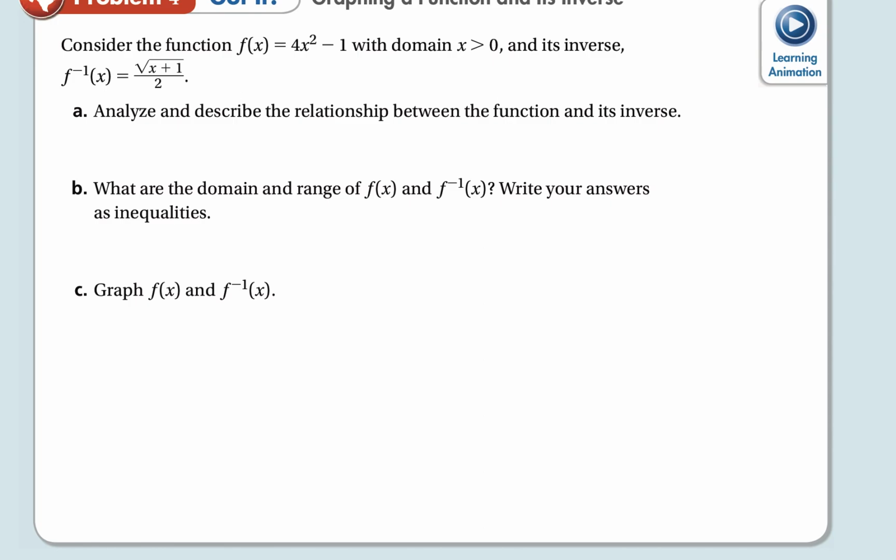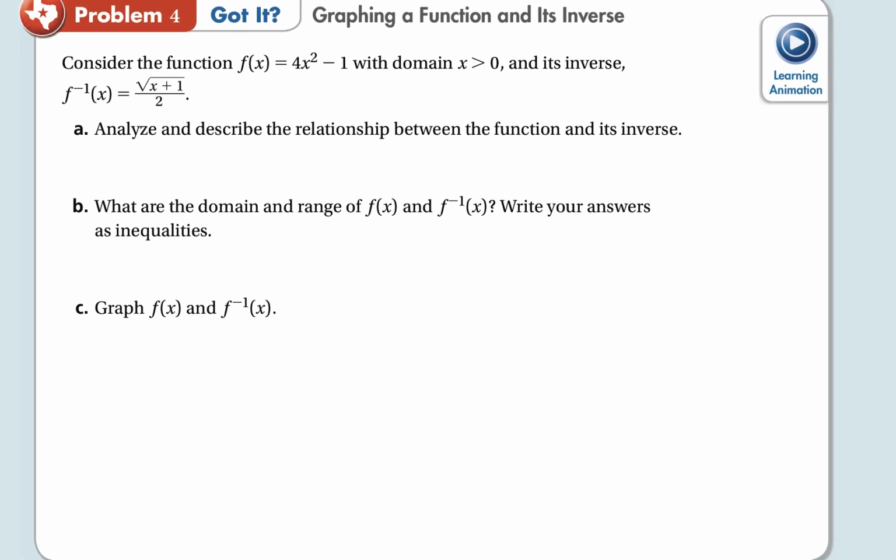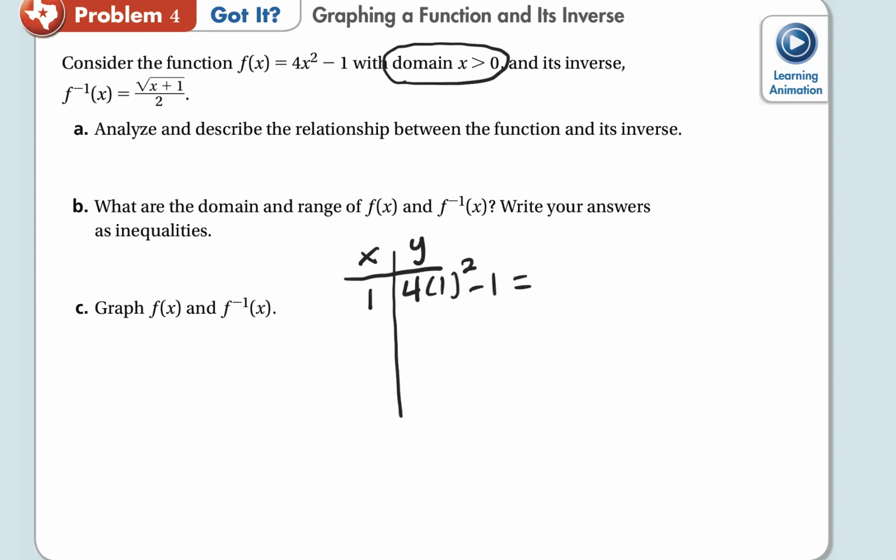Consider the function f of x equals 4x squared minus 1 with a domain greater than 0 and its inverse. Okay, so what I'm going to do is make a table for my function. Now it says that the domain has to be greater than 0. So if I use 1, 4 times 1 squared minus 1 gives me 3.